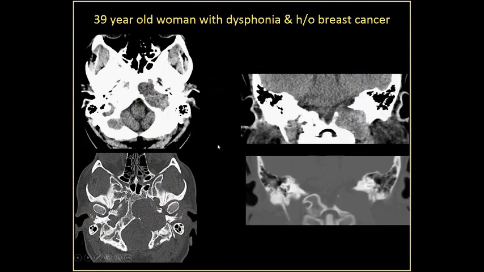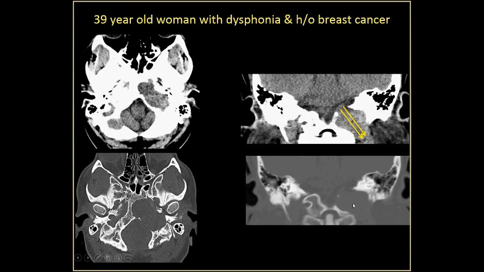Here's the coronal reformats. And you can see this lesion extends in this fashion above the head of the eagle, in a similar fashion to the jugular foramen meningioma we saw earlier. And on the bone window, you can see that this eagle has actually been decapitated. We don't see a head, we don't see a neck, it's just all gone.